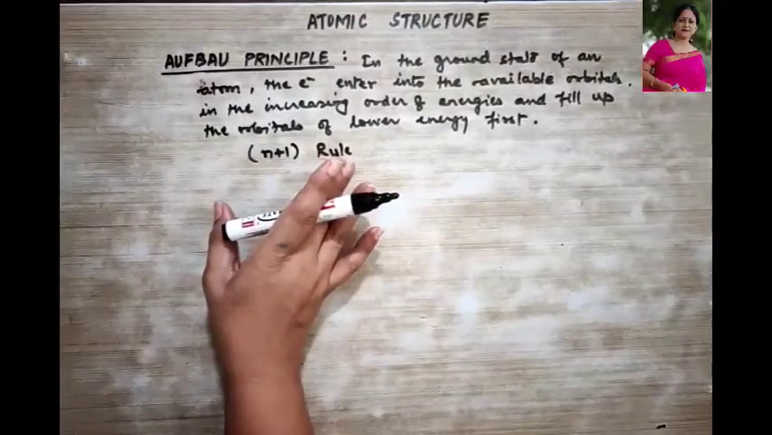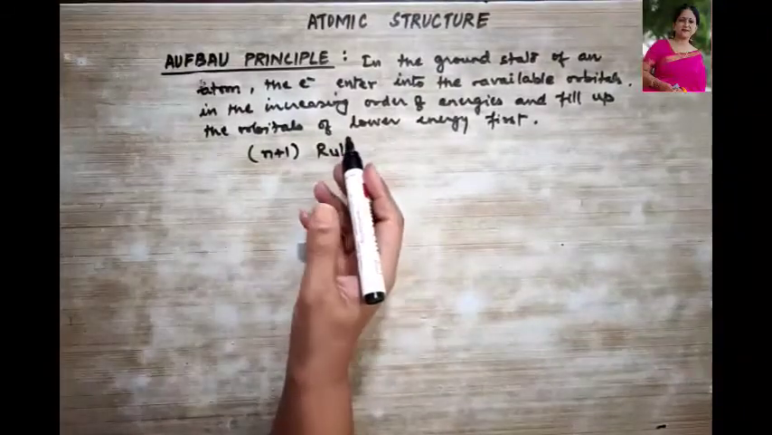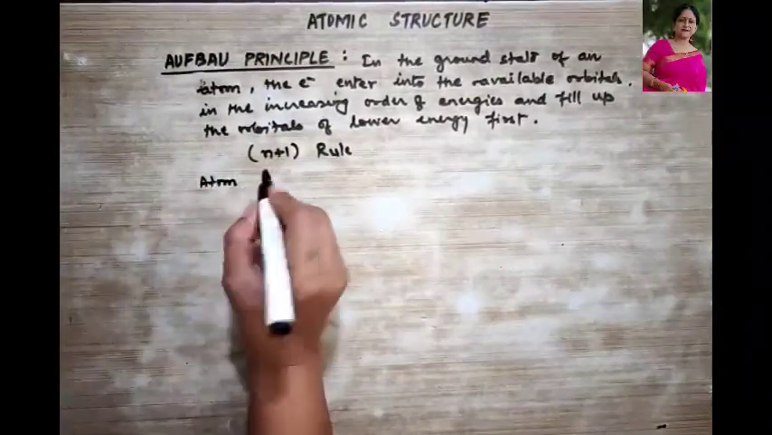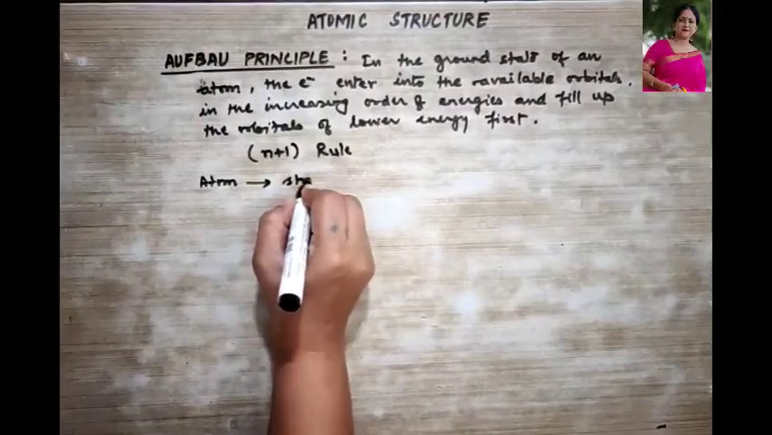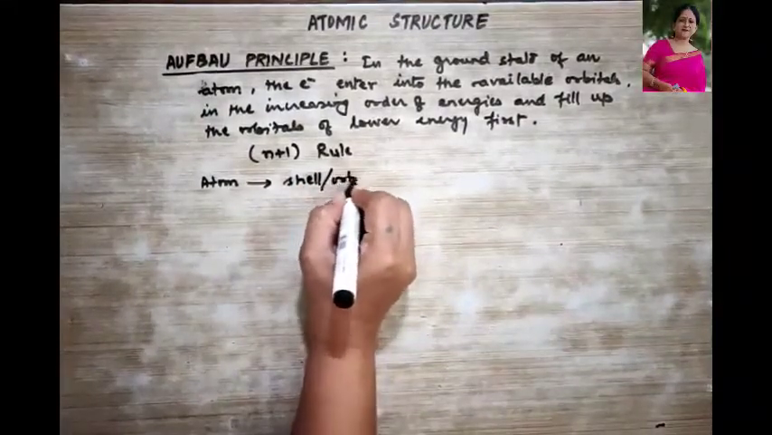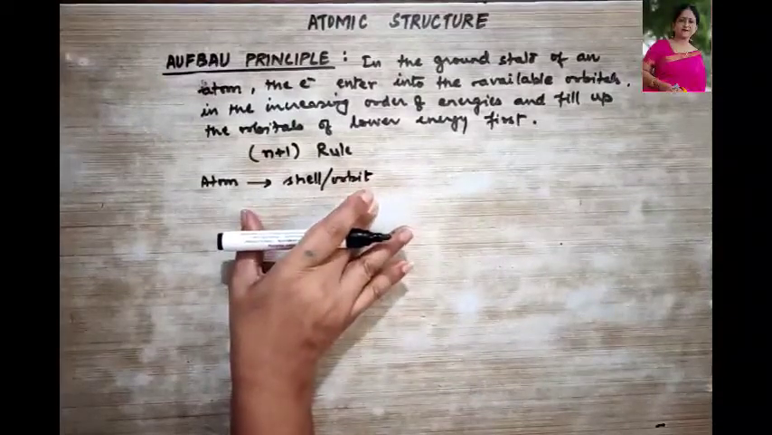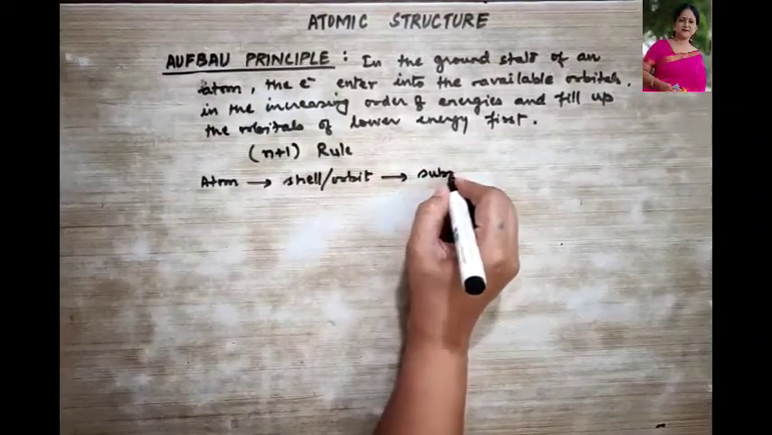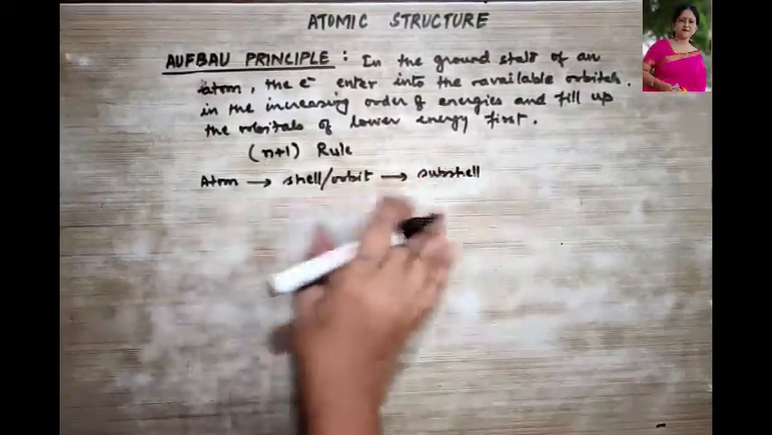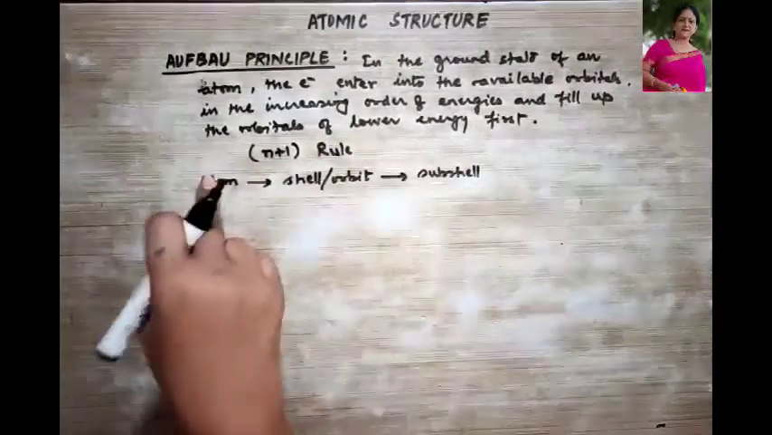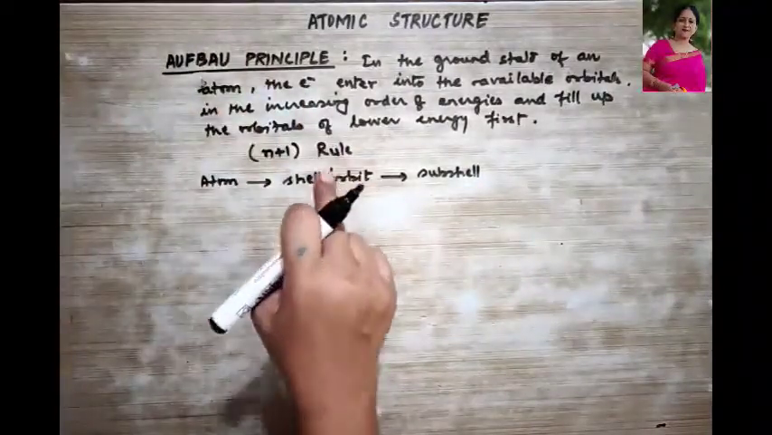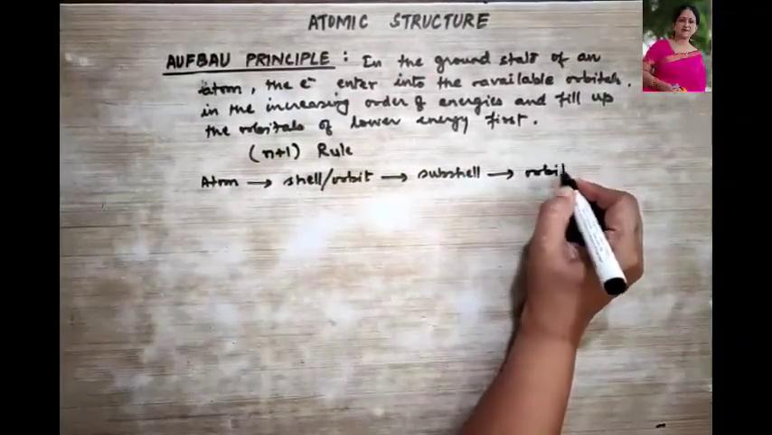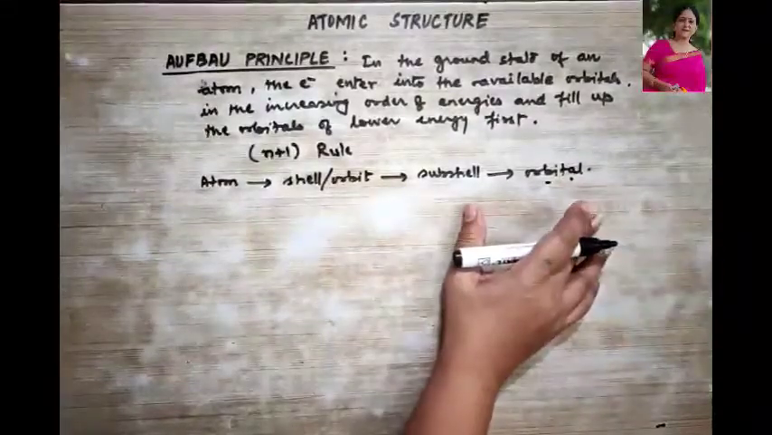So before we study the sequence in which these various subshells are filled up, let us first understand that there is an atom. Clear? This atom has a shell. The shell can also be called an orbit. This orbit or shell has a subshell. Now all those who are confused, please try to remove your confusion from here. An atom has a shell or an orbit, that shell has a subshell, and that subshell has an orbital where you find the electrons.